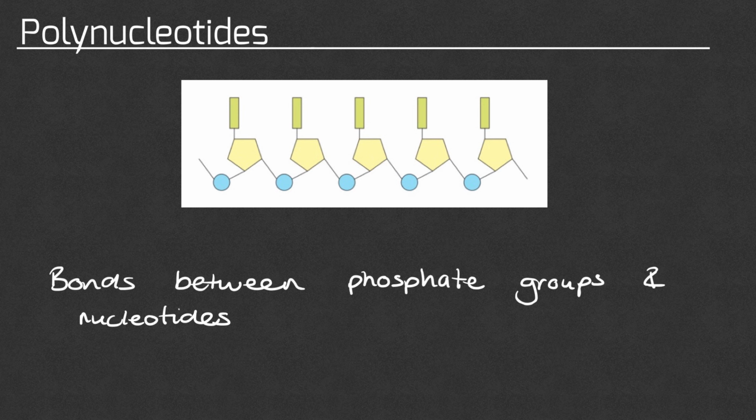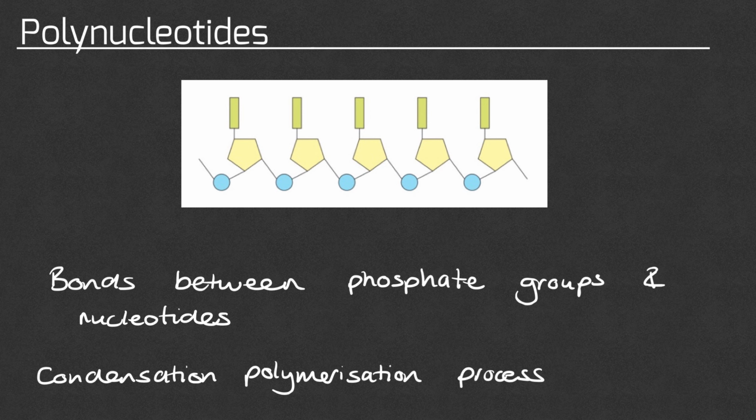Covalent bonds form between the phosphate group of one nucleotide and the sugar of another. This forms the sugar-phosphate backbone of the DNA chain. So we can see here we've got the phosphate groups in blue, the sugars in yellow, and the bases in green. The backbone is formed through a condensation polymerization process.